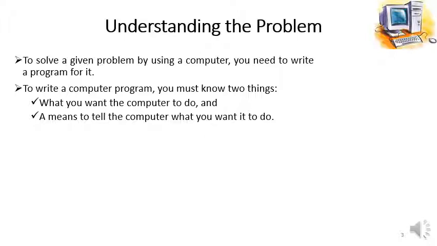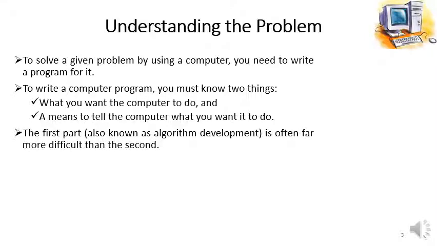So these are the two things: what you want to be performed by the computer, and how you can tell your computer, how you can communicate your query to the computer, how you can ask your computer to perform any specific task for you. So these are the two things which are required for writing any program to accomplish any task, to perform any function, or to solve any problem.